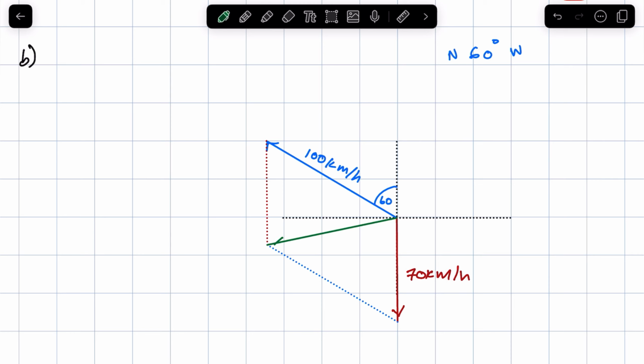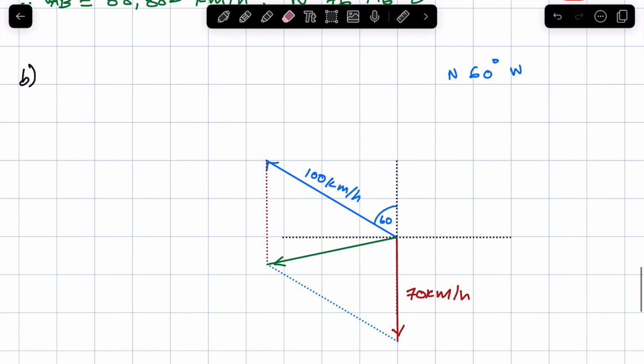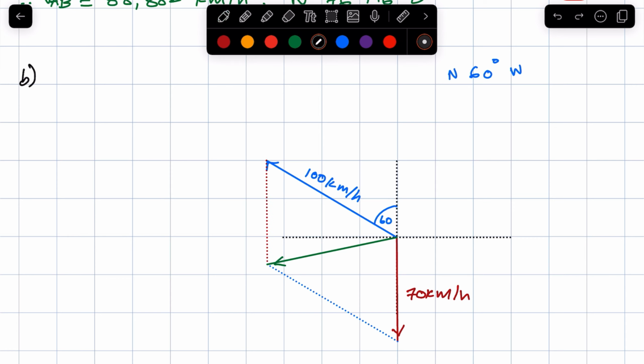So it will be this one here. So essentially this is the velocity of P relative to A. So now we have to calculate the magnitude as well as the direction of the velocity of P relative to A. Now we know that this 60 degrees is alternating with this angle, so that's 60 degrees as well.